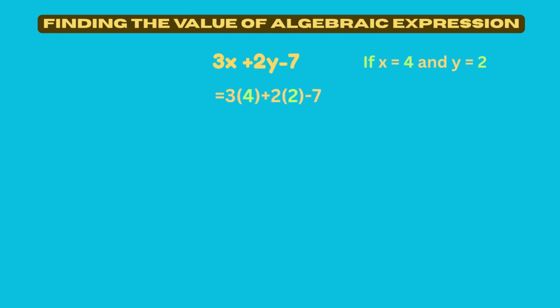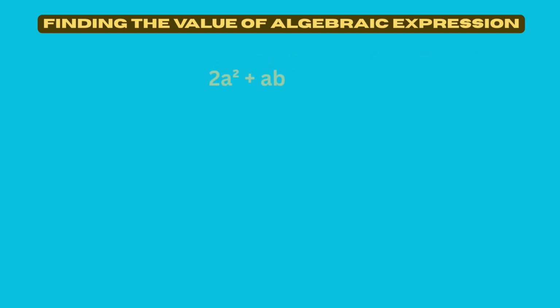Now let us find the value of the expression if x equals 4 and y equals 2. We will replace x with 4 and y with 2. So 3 times 4 plus 2 times 2 minus 7. 12 plus 4 minus 7, 16 minus 7 equals 9. This is our answer. Now the next one.